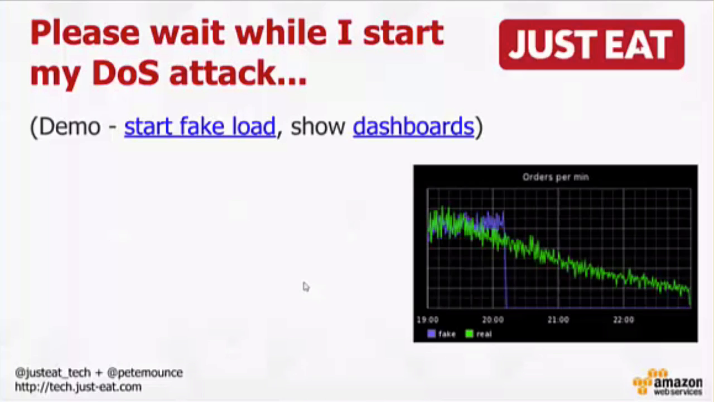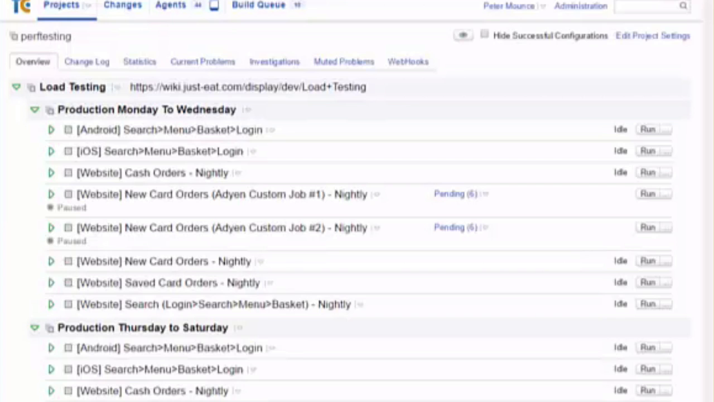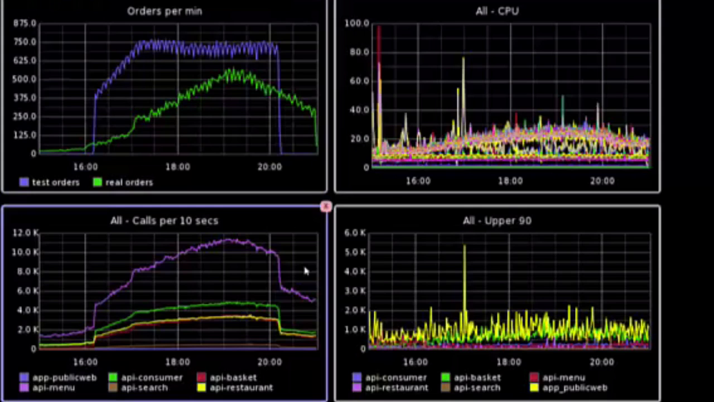The demo gods are not with me particularly at the moment, so I won't show this live. But what I would have shown is starting off some of these fake load jobs against our production environment. As you can see, they're exercising different parts of the system, and they're at different levels to simulate different load levels through the week. And then we use this Graphite dashboard to figure out how we're doing. So you can see the top left over here, the blue line is the fake load that ramps up over time, and the green line is the real customer load running through our system. And then we do things like track the request counts and the CPU counts and that sort of thing through the rest of the platform.